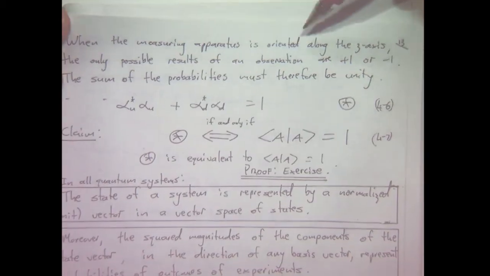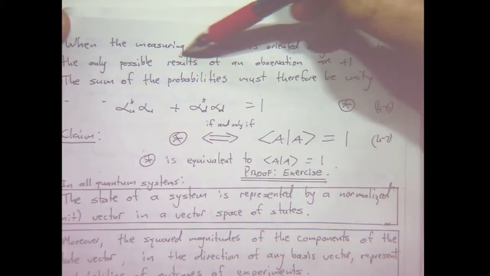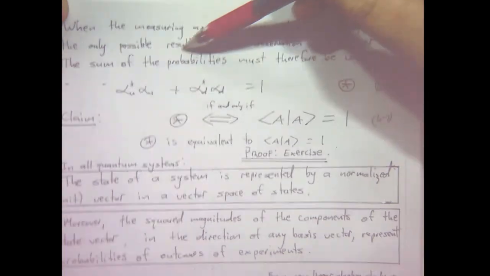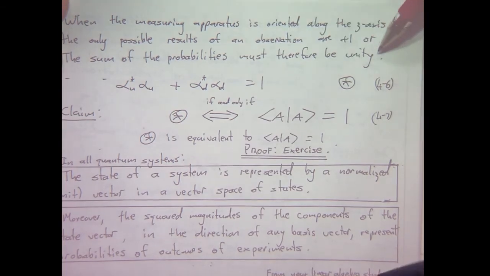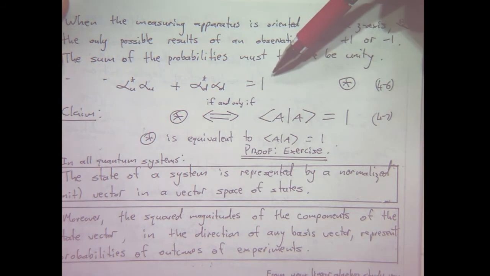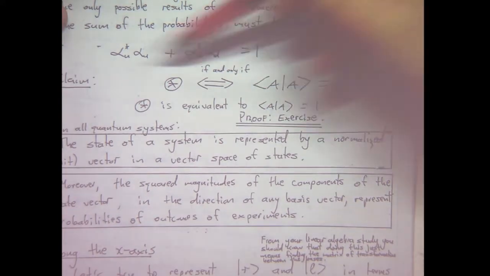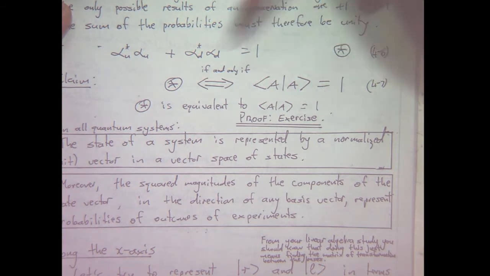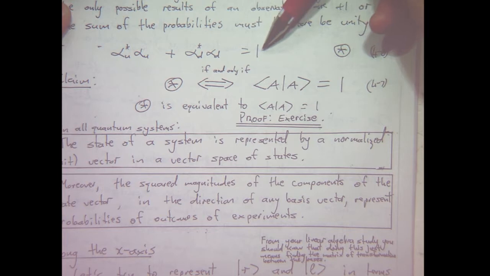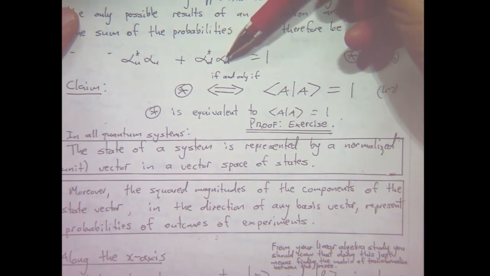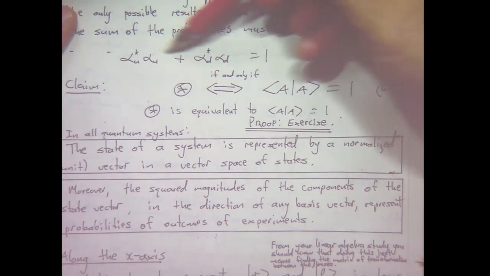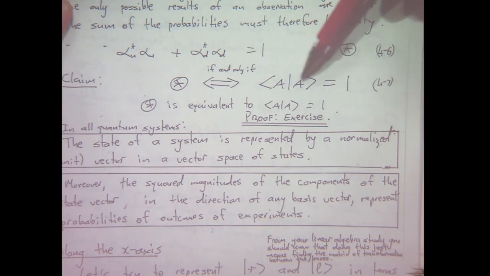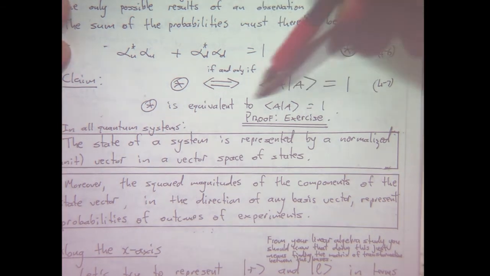Three, when the measuring apparatus is oriented along the z-axis, the only possible results of an observation are plus one and minus one, and the sum of the probabilities must therefore be one. So that plus that must equal one. And the claim is, and you can prove it as an exercise, that this equation is true. So this gives us an equation for the alpha up and alpha down. This is true if and only if the vector A is normalized to 1. It's a unit vector.